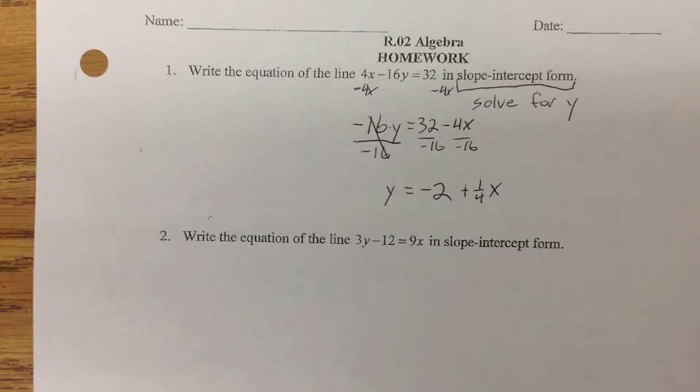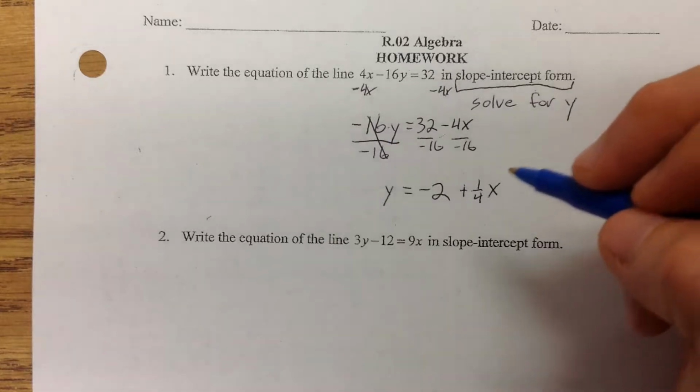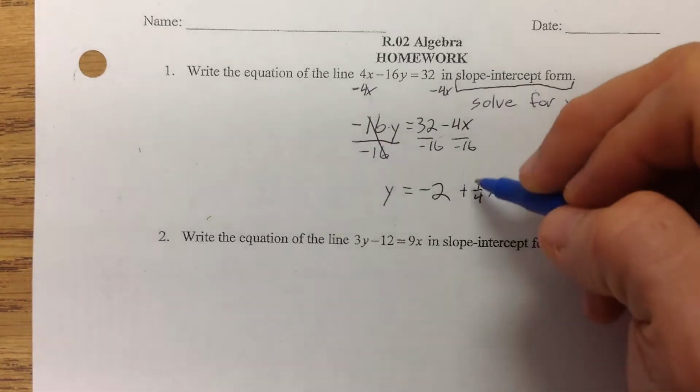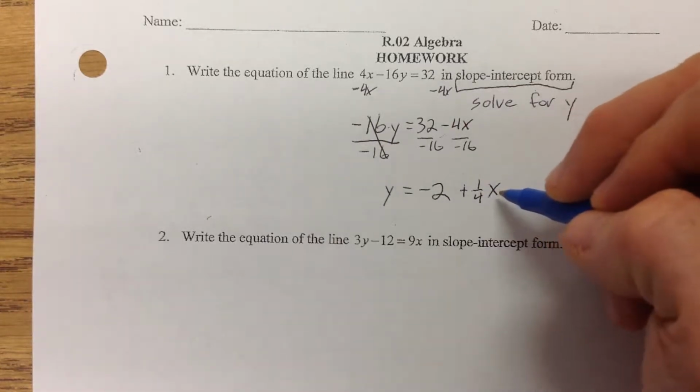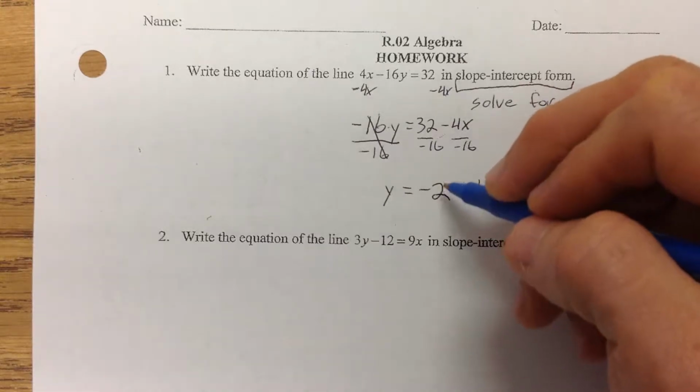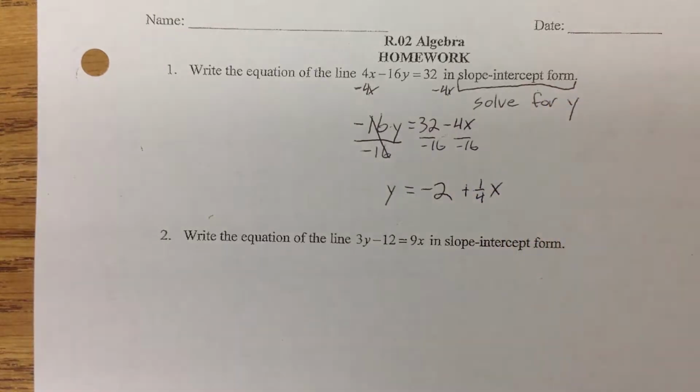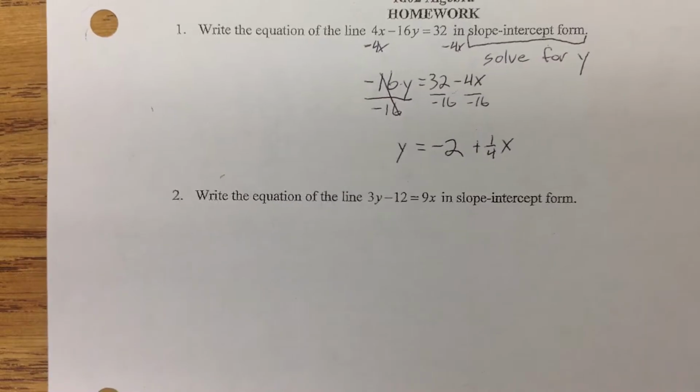Now, this question doesn't ask that, but just realize that this number here is your slope, and that's because it's next to the x. This number is your y-intercept because it's the one without the x next to it. All right, let's try another one of these.